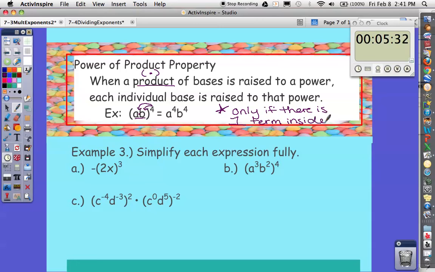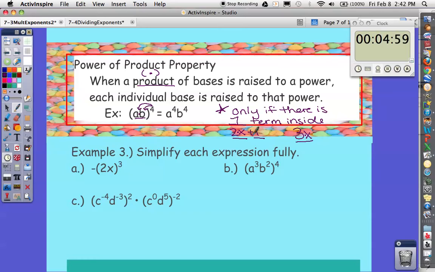So if there's a plus or a minus, think about this. 2x plus 1. How many terms is that? That's 2 terms. If that was inside with an exponent, you could not give each base it. But if I have 3x, that is just one term. Multiplication can occur within a term, but as soon as you hit a plus or minus sign, it is more than one term. Okay, so only if one term is inside. And I'm going to give you a tricky one tomorrow to see if you remember me saying that. So mark this down.